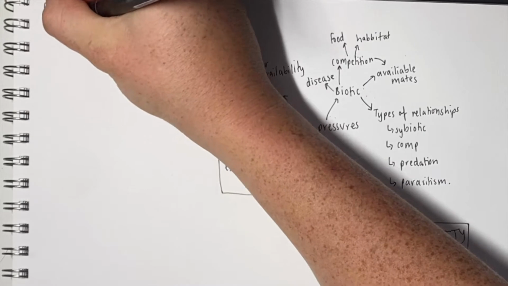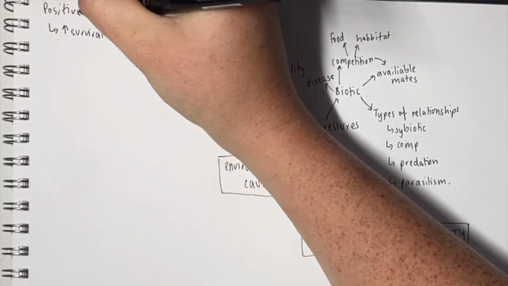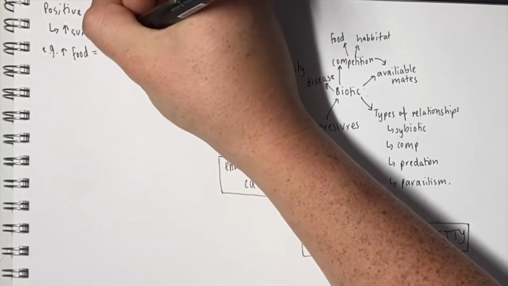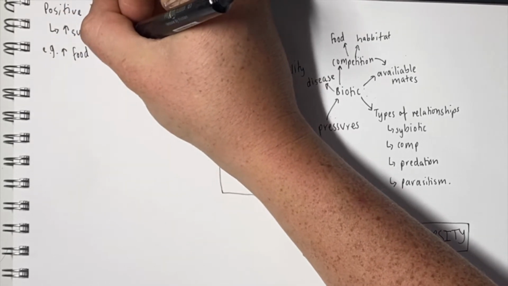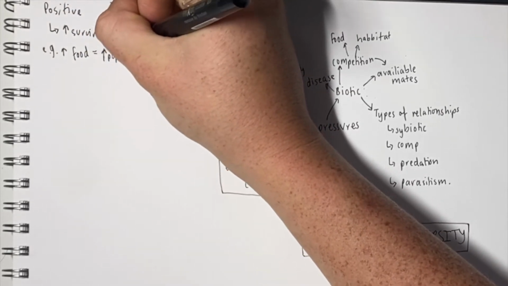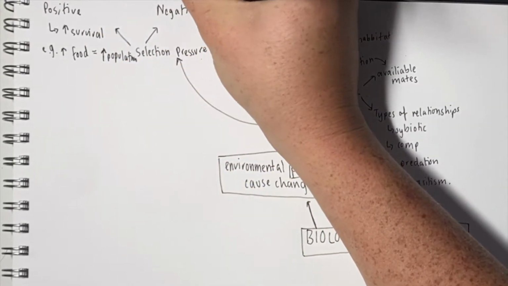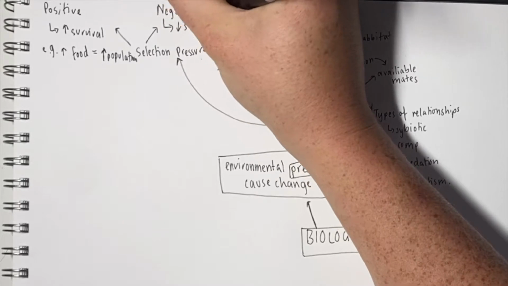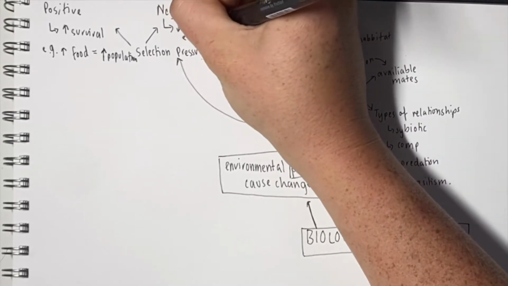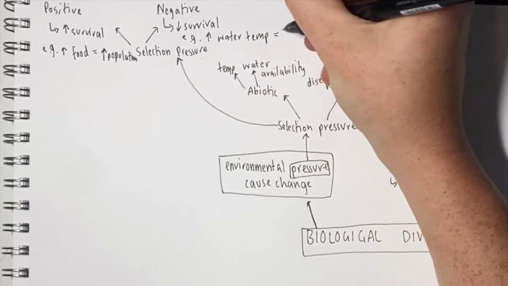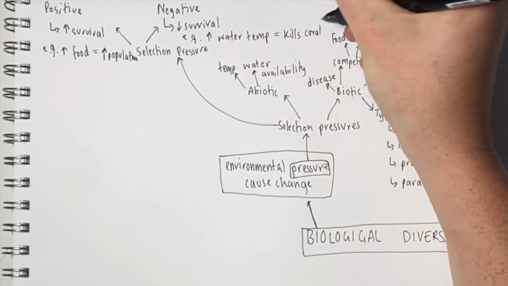From there, we looked at how selection pressures can be both positive and negative. Positive means that it increases survival. For example, an increase in food means that the population would ultimately increase, whereas a negative selection pressure decreases an individual's possibility of survival. For example, increasing water temperature in the ocean causes mass death in corals.